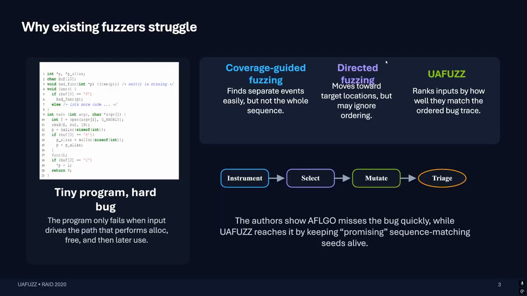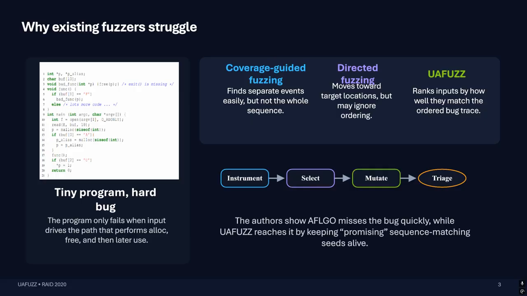Why do existing fuzzers struggle with this bug? The basic gray box fuzzer takes some seed inputs, mutates them, runs the program, and then uses execution feedback to decide which new inputs are interesting enough to keep. So usually it's based on code coverage, or if an input reaches a new edge, new path, stuff of that nature, they get mutated more.